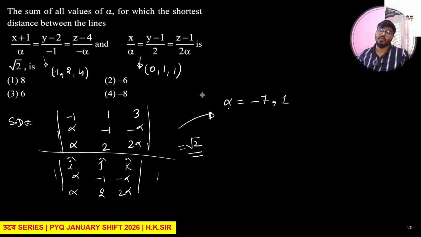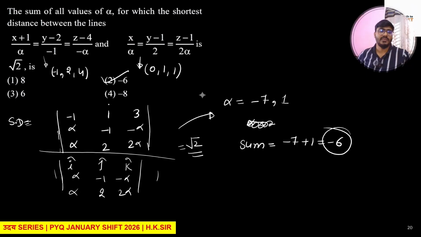From here you will get two values of alpha. You can open this determinant easily. So alpha is equal to -7 and 1, but they are asking the sum of all values. So the sum is -7 plus 1, that is -6. So -6 is our final answer.